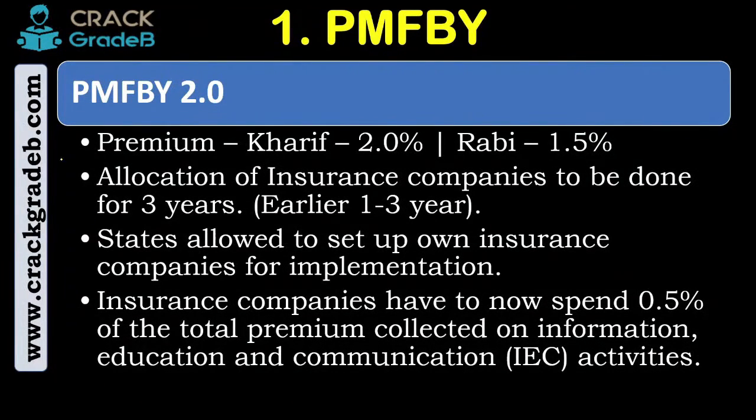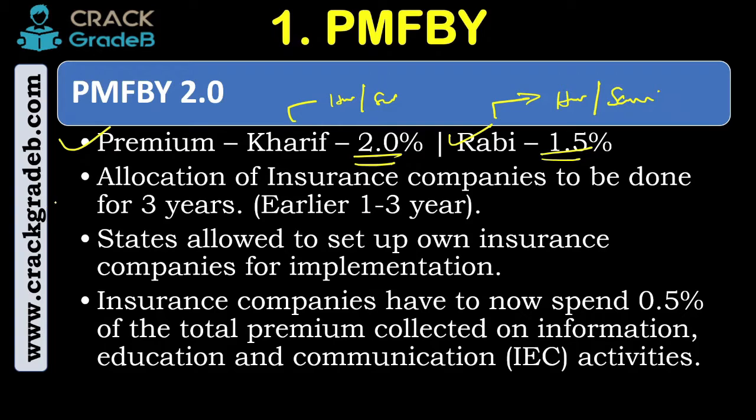Now, what is the premium? The premium for the Kharif crop is 2.0%. The premium for the Rabi crop is 1.5%. So now, in the comment section, you need to mention the harvesting season and sowing season of the Kharif crop as well as the Rabi crop. Mention it if you know it, that's good. If you do not know, open the books and remember it.